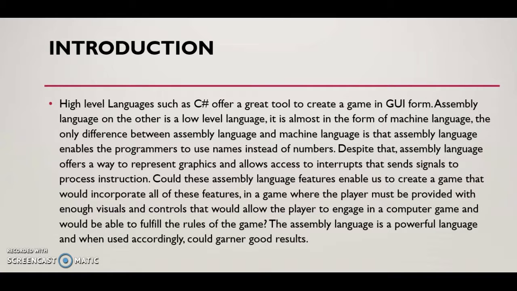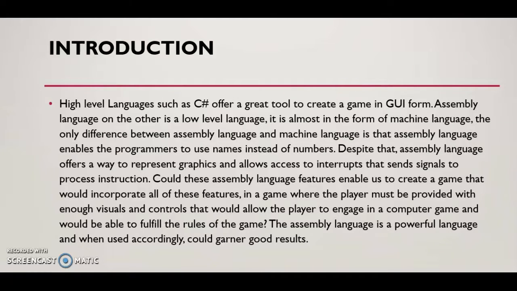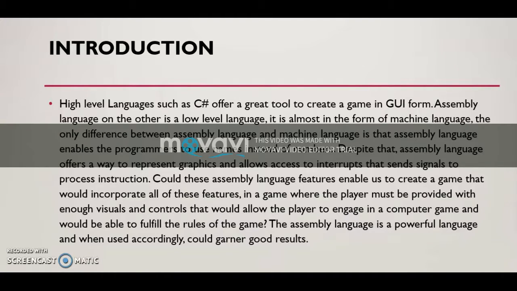So for the introduction, high-level languages such as C# offer a great tool to create a game in GUI form. Assembly language, on the other hand, is a low-level language. It is almost in the form of machine language. The only difference between assembly language and machine language is that assembly language enables the programmers to use names instead of numbers.